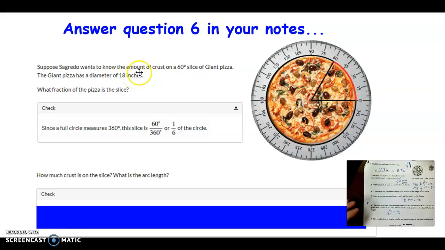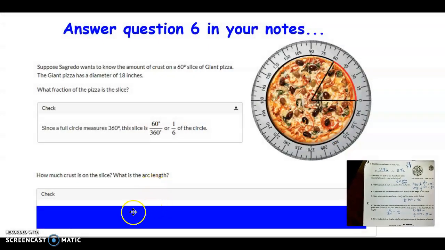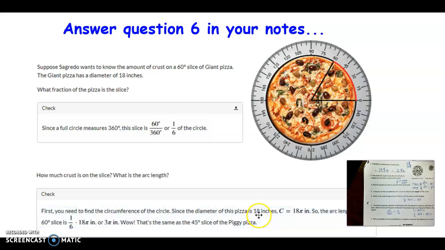We know the circumference would be 18 pi. It's just pi times diameter, so 18 pi inches is the circumference. So we want 1/6 of that, of the 18 pi inches, and 6 goes into 18 3 times. So that's 3 pi inches is what that amount of crust is. And that is the arc length, right? So remember, that's the same amount that was in the piggy pizza, in the 45-degree slice of the piggy that we found back in number 3. So they have the same amount of crust for each slice.